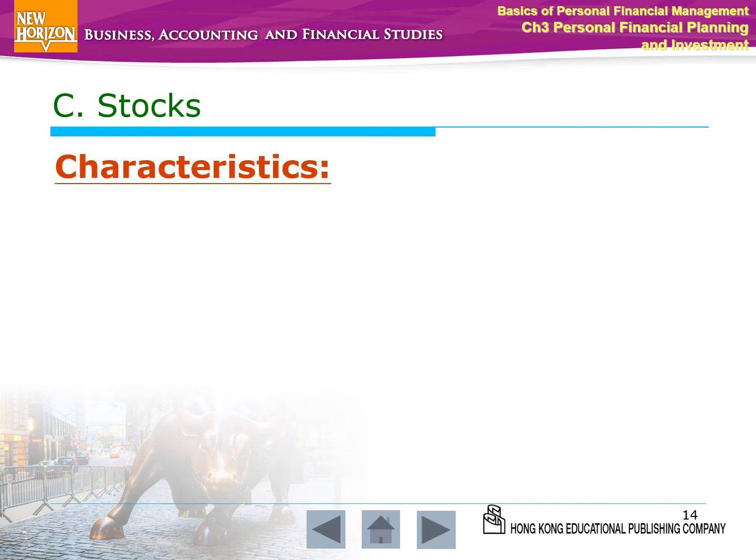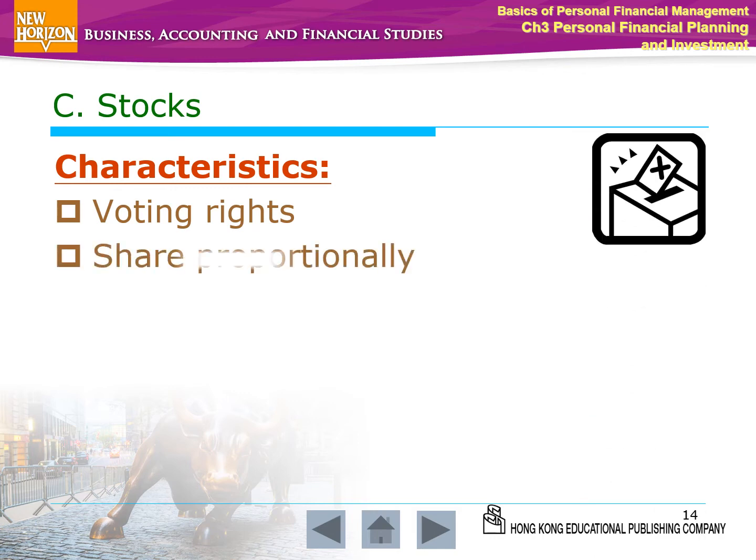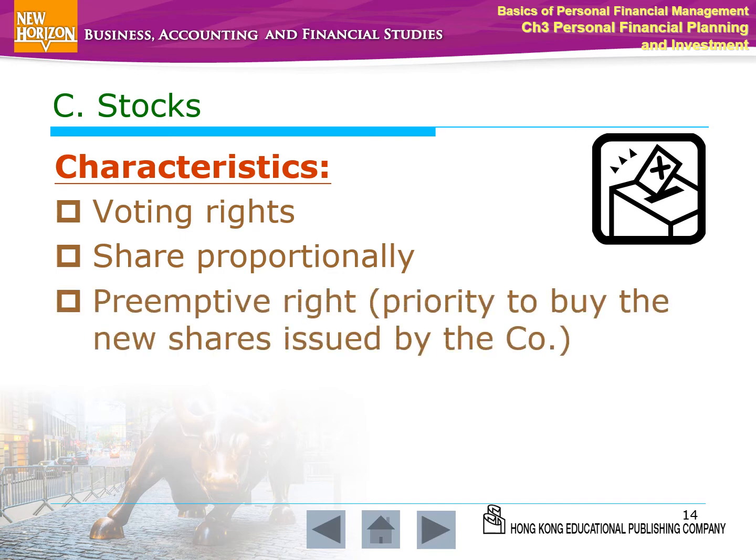As you learned about shares or stocks, one of the characteristics is that shareholders have voting rights, and they share proportionally, and they have a preemptive right. Preemptive right means they have the priority to buy the new shares issued by the company. In this case, the present shareholders can maintain their proportion of shares in the company. They may want to maintain a sufficient number of voting rights in the board of directors. So preemptive right can give the current directors of the board the ability to vote for their own.